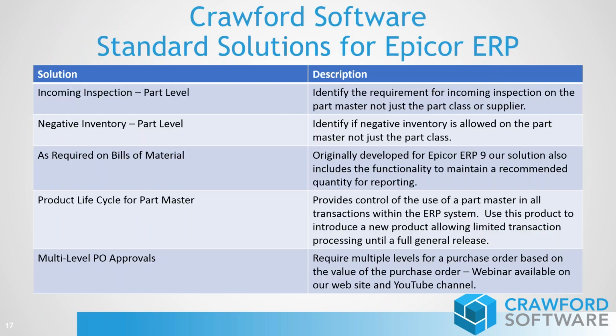Some of the other standard solutions we have developed for Epicor ERP, and Mr. Burns can answer any questions if you have some details about that, or if you want to ask them while we're on the line now. So we have incoming inspection. That's one of those features, that functionality. We brought it to the part level. So instead of having it on the supplier record or on the part class record, it's now on the part, both at the central level or the site level.